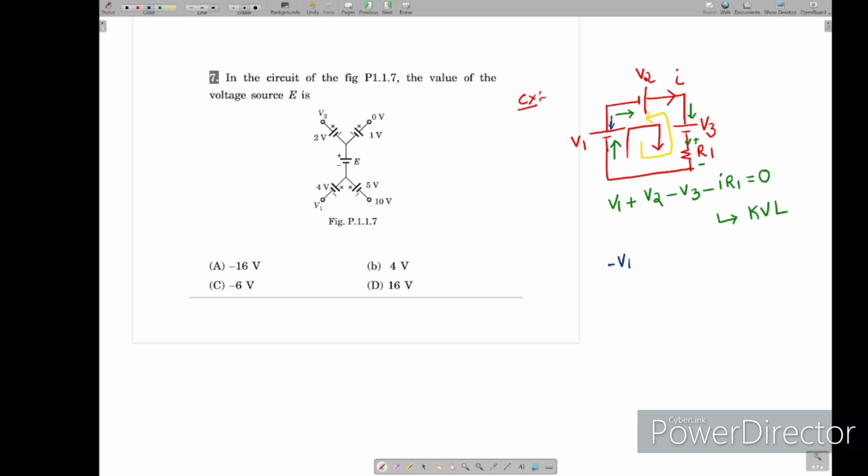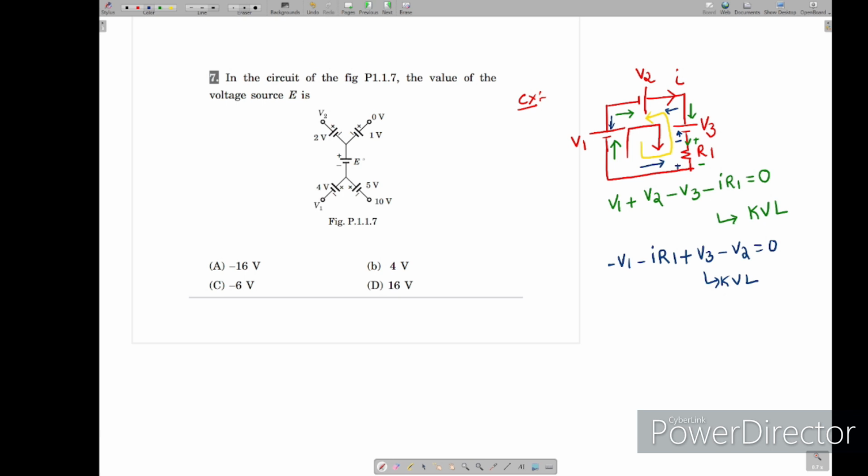Again the current direction I assume like this. This will be positive, now this will be negative, so again minus I times R1. Now again here, I will get positive, meaning V3. Again positive to negative, minus V2 equal to 0. This is again KVL when I take the current in the other direction. So this is the basic concept of KVL. Now we will see the question.